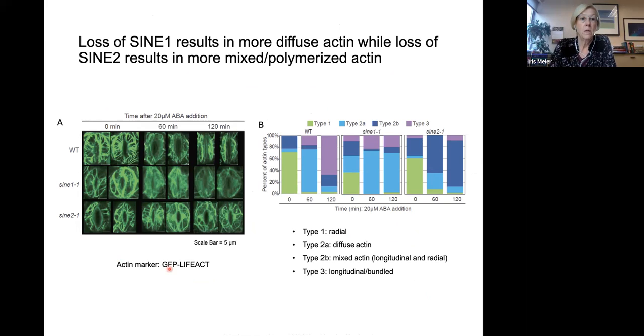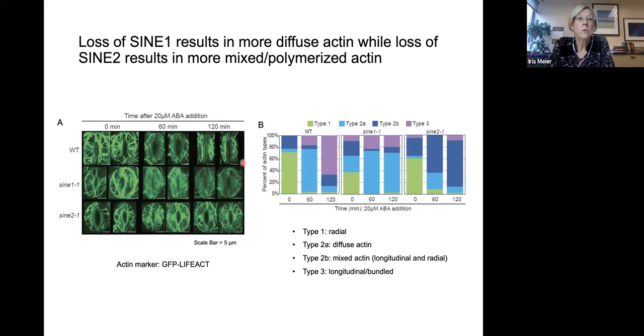So we introduced GFP Lifeact as our green marker here. And the top panel shows you what I've already told you. So we go from this radial organization to a largely diffuse and mixed organization to these longitudinal panels. And we quantified this over here. So we call radial type 1, it's the green bars. The diffuse actin is the light blue. The mixed actin is the dark blue, and then the longitudinal bundle is the purple. So you see that wild type goes from mostly radial to mostly diffuse and mixed to mostly longitudinal.